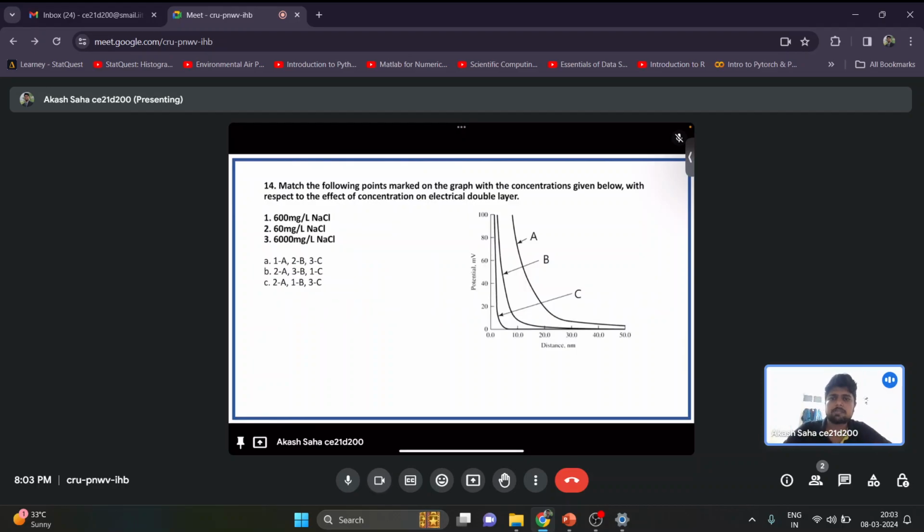Match the following points marked on the graph with the concentration given below with respect to the effect of concentration on electrical double layer. Okay, so it's talking about the electrical double layer. So we have three different concentrations of NaCl: 600 milligram per liter, 60 milligram per liter, and 6,000 milligram per liter. So we have to find out the correct option, which is depicting the effect of concentration on the electrical double layer. So we just have to see the distance of the electrical double layer.